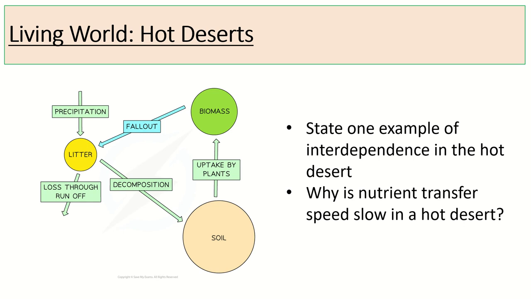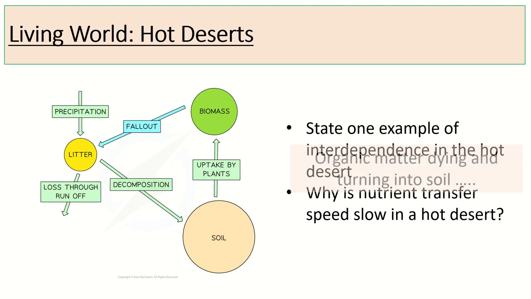And then lastly, we move on to hot deserts, and a really tough two questions, probably the two hardest questions on this video, and you could get them in the exam as well. But one example of interdependence in the hot desert, if you don't know what the word means, Google it. And why is nutrient transfer speed so slow in the hot desert? Think, pause, unpause.